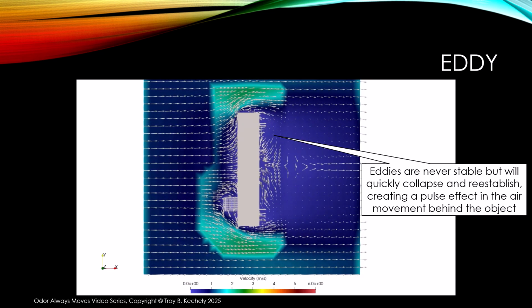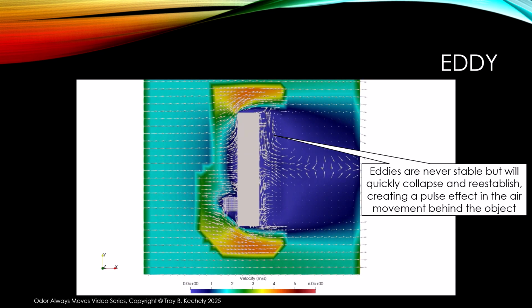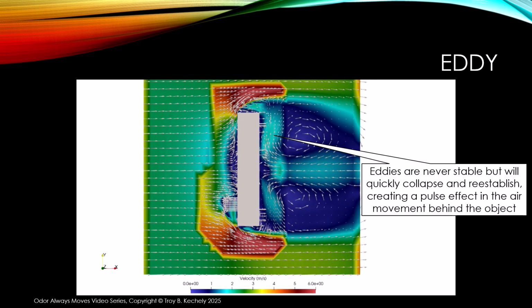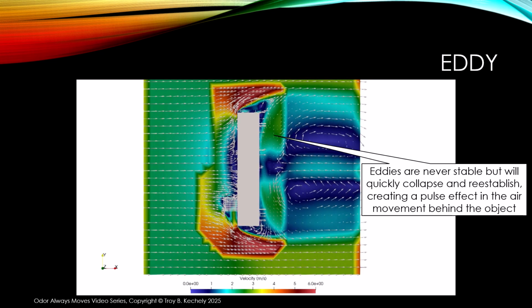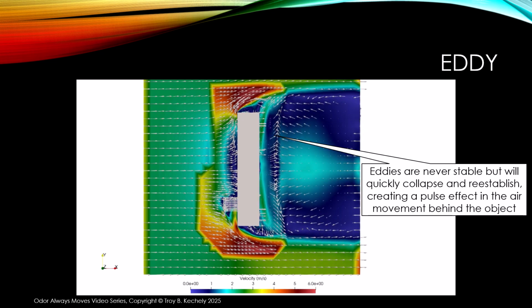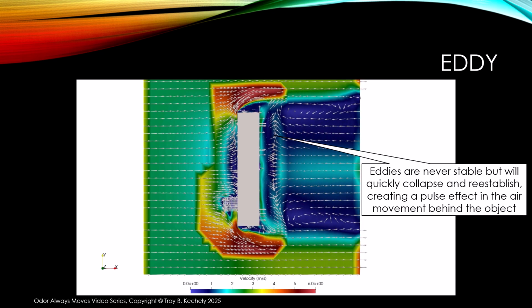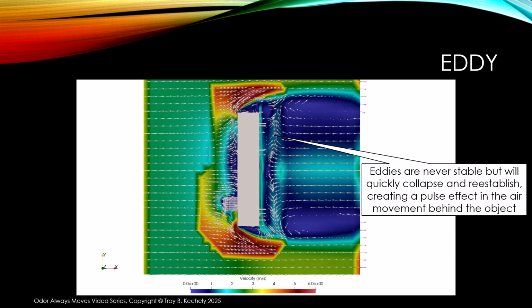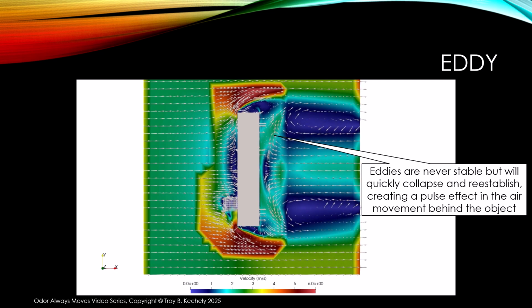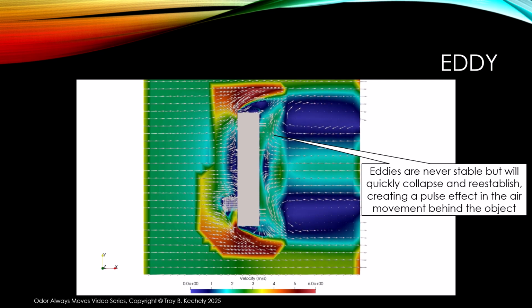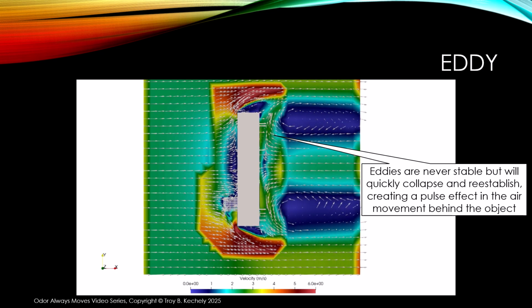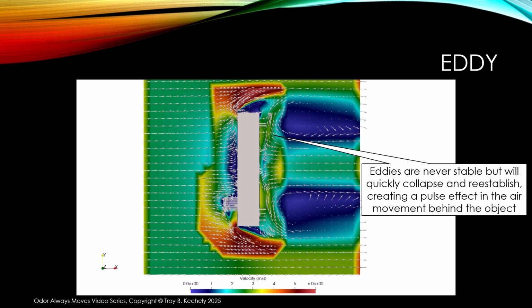Now, another thing to remember with eddies is that they're not stable, okay? They'll actually quickly collapse and then reestablish. And this creates a pulsing effect in the air movement behind that object. This is showing the directional arrows and the velocity magnitude as the vortice, or the eddy, will establish and then collapse, establish, collapse. And it just creates this unstable area behind that object.